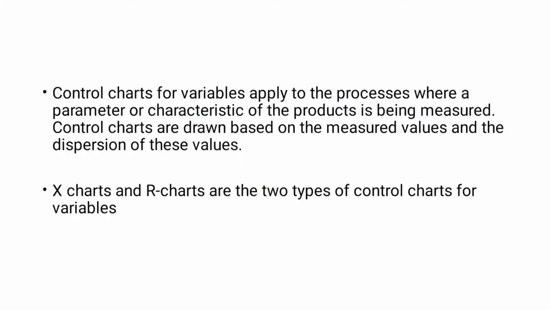From here the topic of control charts for variables will start. Control charts for variables apply to processes where a parameter or characteristic of the production is being measured. So where is it used? It is used where the parameters or characteristics of the product can be measured. Whatever I am underlining is the main point: where a parameter or characteristic of a product is being measured.